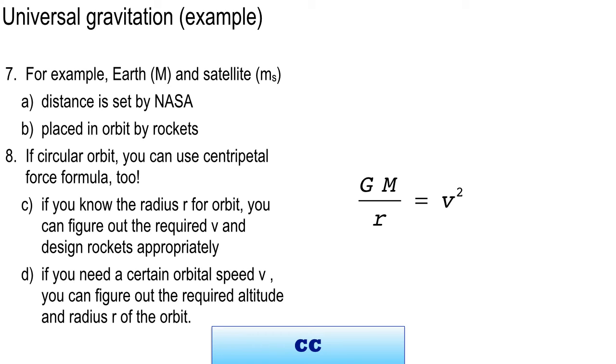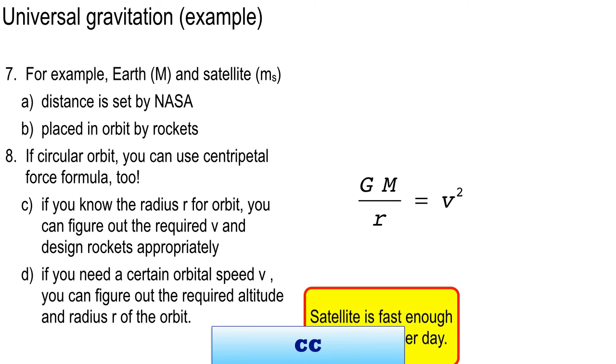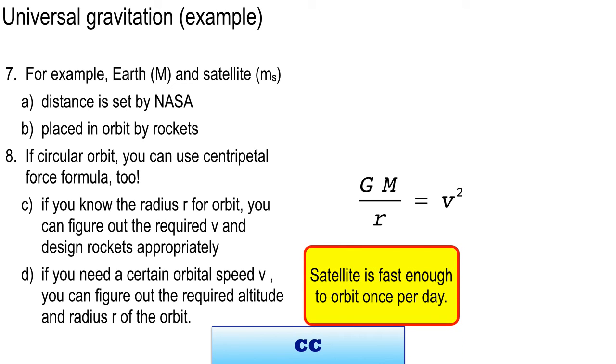And here's one very famous application of that. Figure out the orbital distance r for a satellite that's fast enough to orbit Earth once per day. Now, can you think of a satellite? What would that be helpful for? A satellite that orbits Earth once per day, what would that be for?